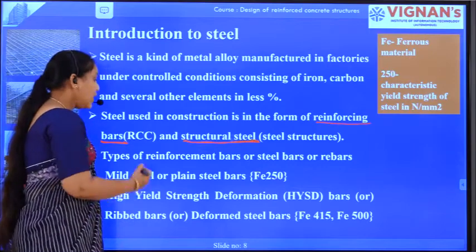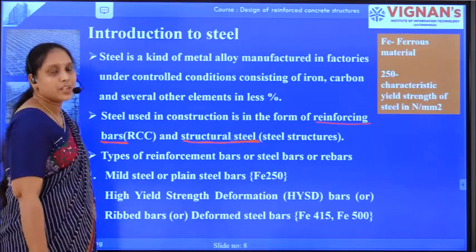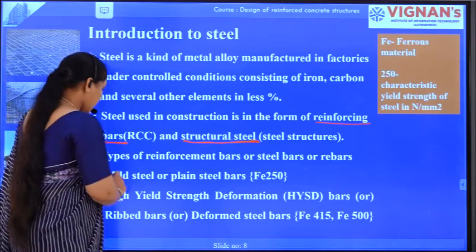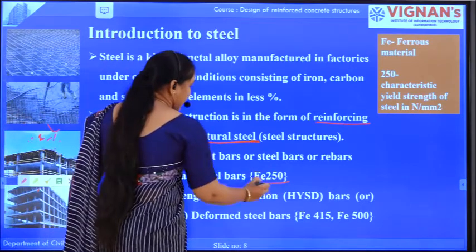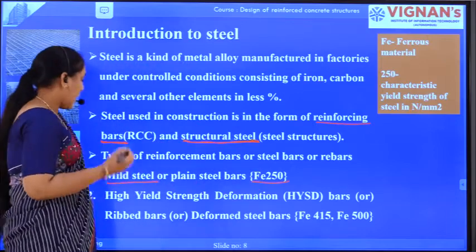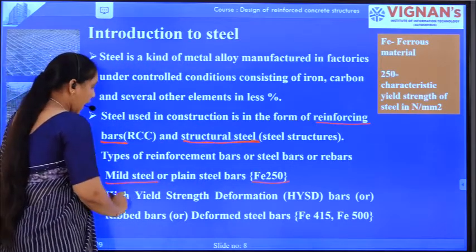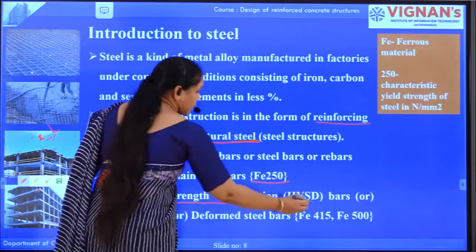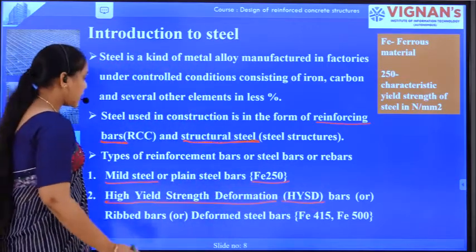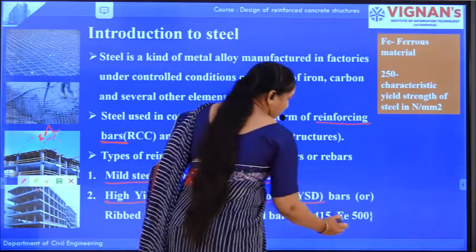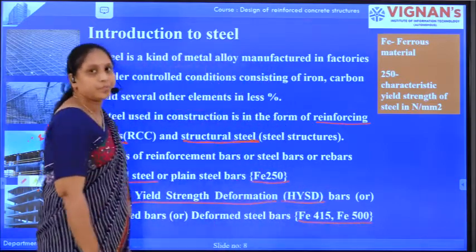There are two types of reinforcement bars which are used. One is the mild steel bars, the grade being designated as Fe250, and the other one is the high yield strength deformed bars, which are in short called HYSD bars, in the grades Fe415 and Fe500.